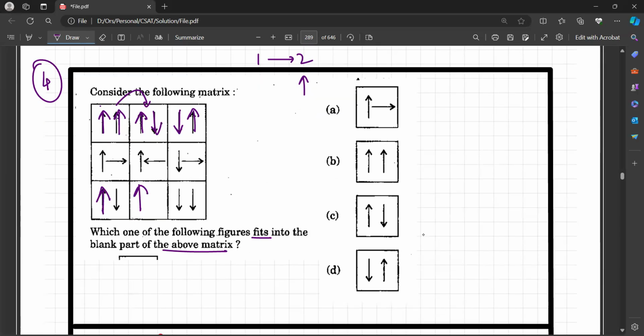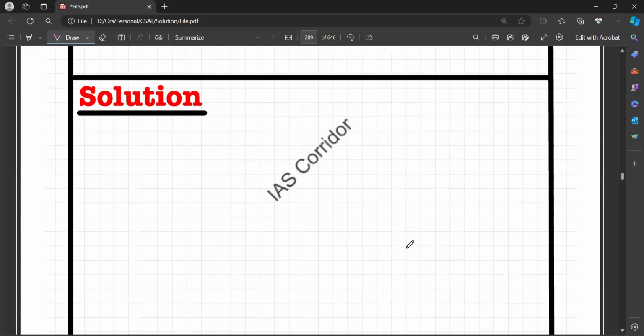So option D is eliminated. Now the second arrow is flipped. Here you can see the second arrow is flipped. So if you flip it, you get it like this. So your option would be this. The answer is B. Got it? Let us proceed to the next problem.